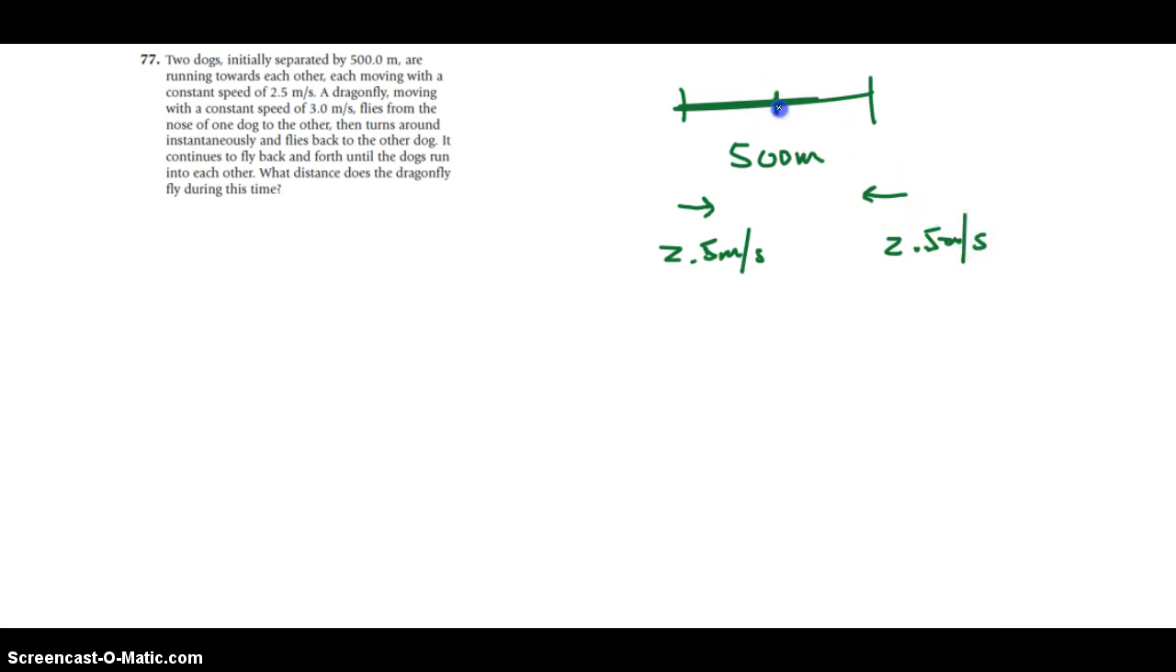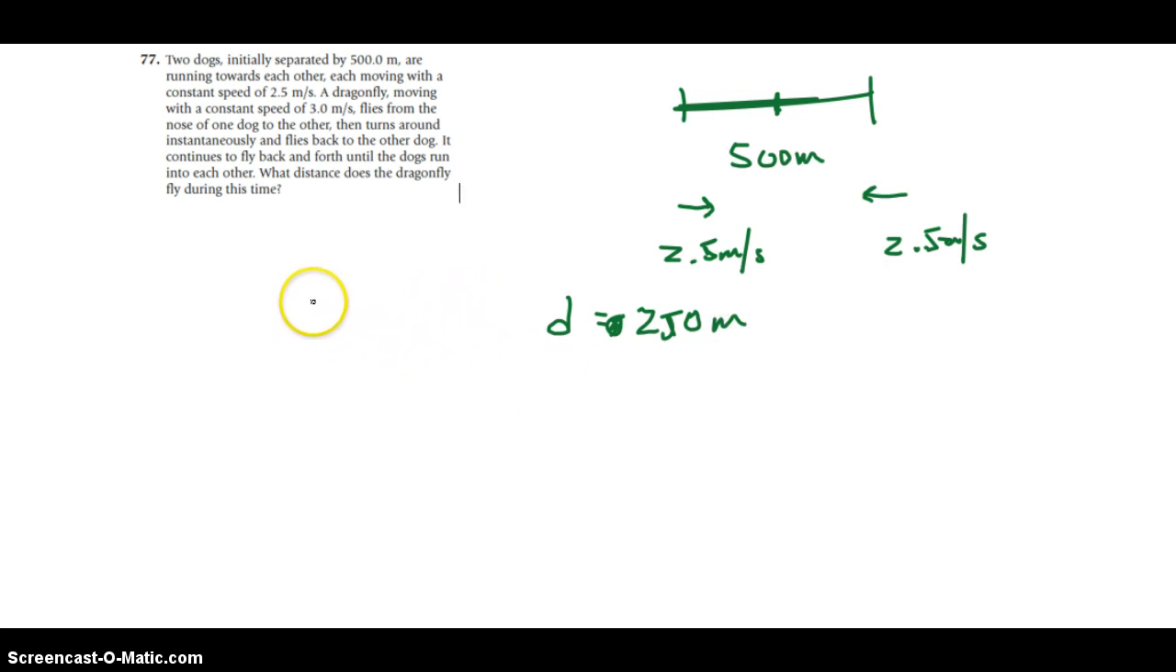Alright, so this last one, number 77, is a little bit tricky, but not too complicated if you think about it. You have the two dogs separated by 500 meters here, and they're running toward each other at the same speed of 2.5 meters per second. Since they are running at the same speed, we can safely assume they're going to meet in the middle. So when they do meet, that distance is going to be 250 meters.